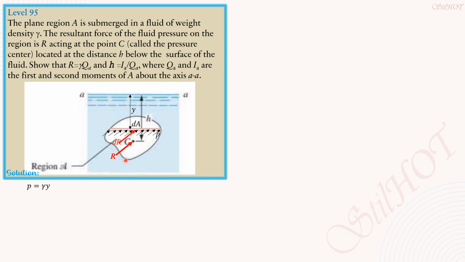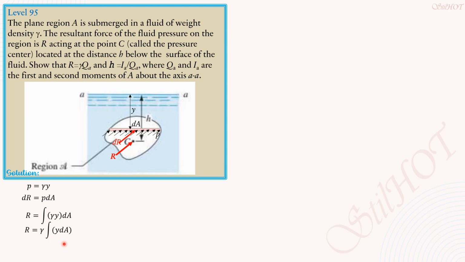And from the figure, R is equal to the integral of dR, and dR is equal to pressure times differential area. So dR is pressure times differential area, where pressure is gamma times y, specific weight or weight density times y, and dA is just dA. So R therefore is the integral of weight density times y, where y is that vertical distance there, times dA. Since specific weight or weight density is constant, we put it before the integral sign. Then we have weight density times the integral of y dA.